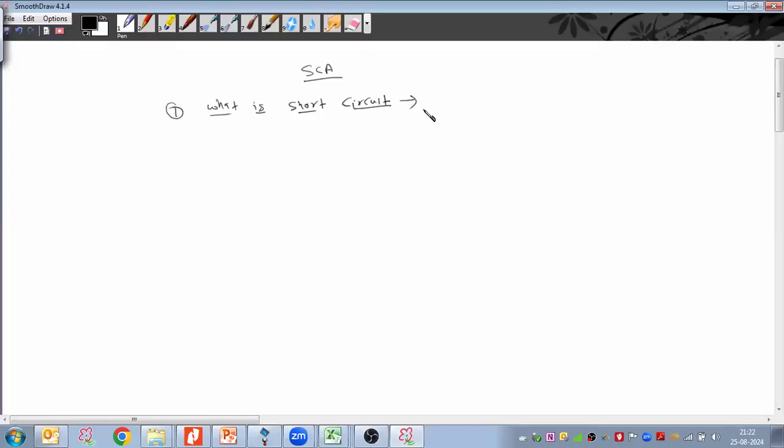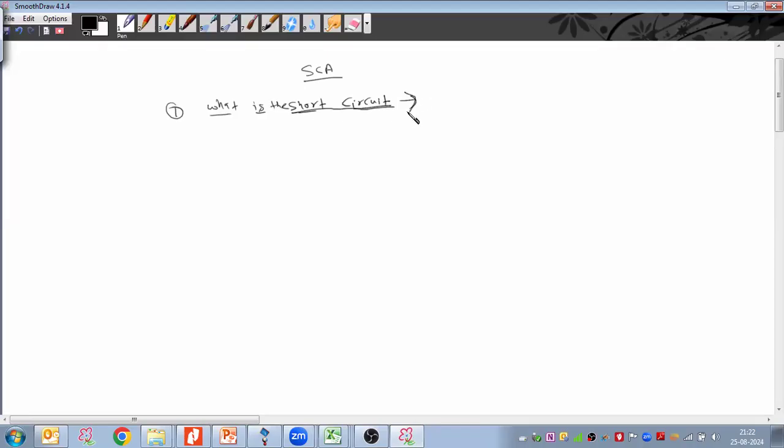Maximum fault current. Whenever a fault occurs in the system, the maximum value is called the short circuit current. No, I'm not talking about the short circuit current. I'm talking about what the short circuit is. What is a short circuit?